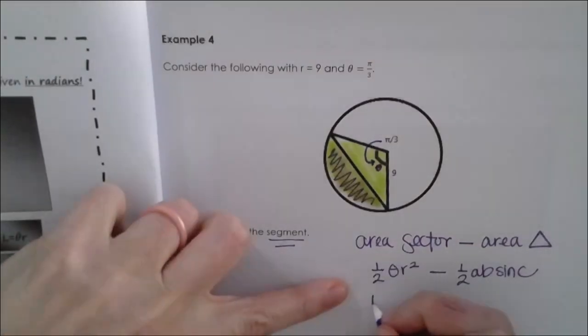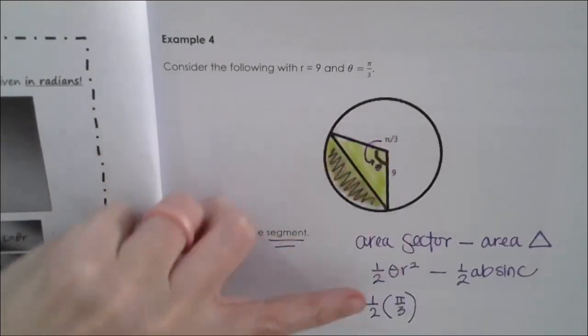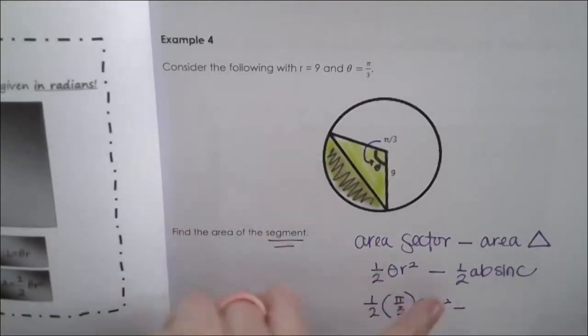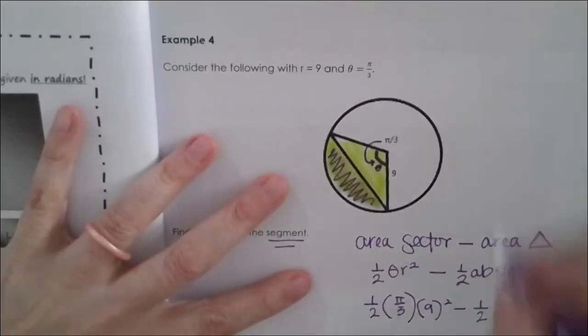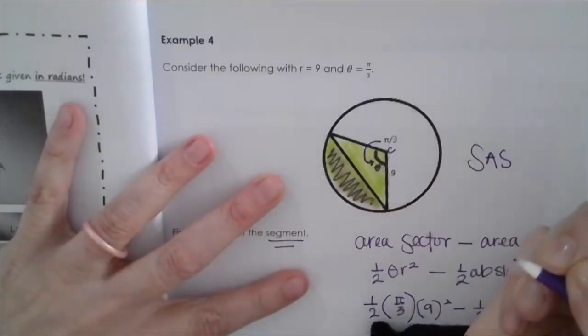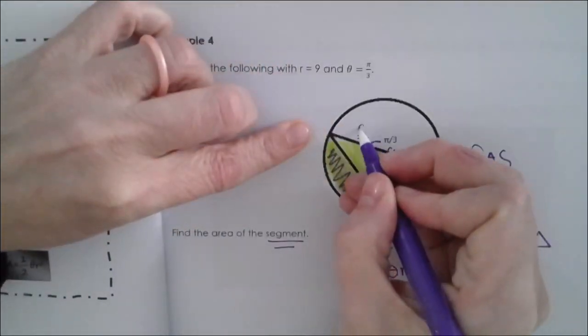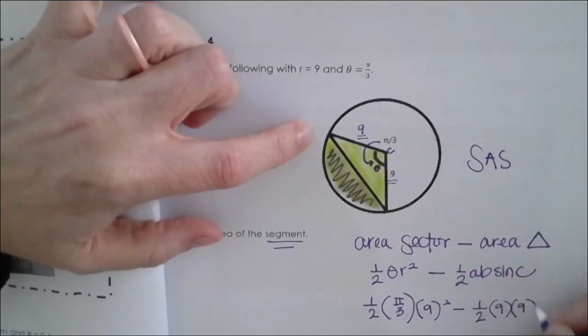So I'm going to put everything where it belongs. I'm going to show the setup. 1/2 theta is the pi over 3, and that's in radians, just like it needs to be. R is 9, so 9 squared, minus my area of triangle, 1/2 AB sine of C. Remember, this needs to be side, angle, side. My C needs to be this middle angle right here. My sides are the ones on each side. Well, this is also a radius, so that's 9 right there. So I'm going to have 1/2 times 9 times 9 times sine of pi over 3.